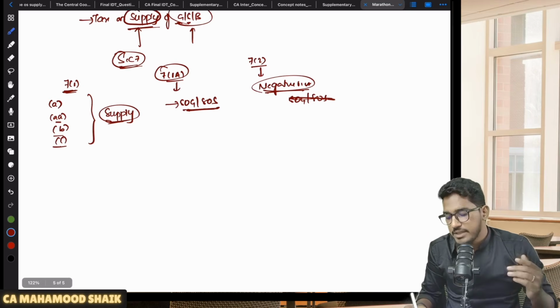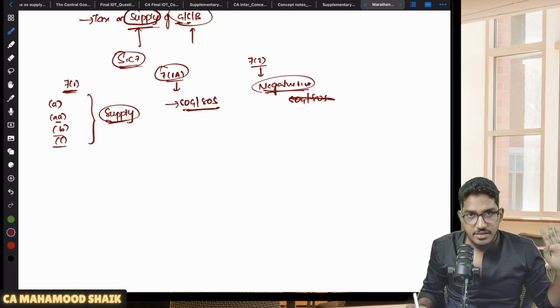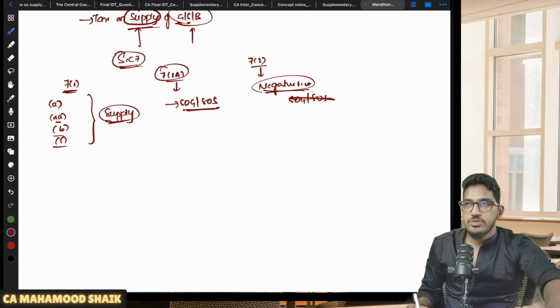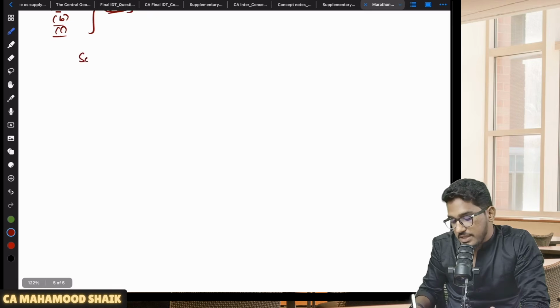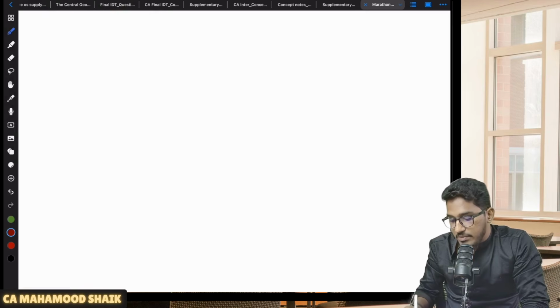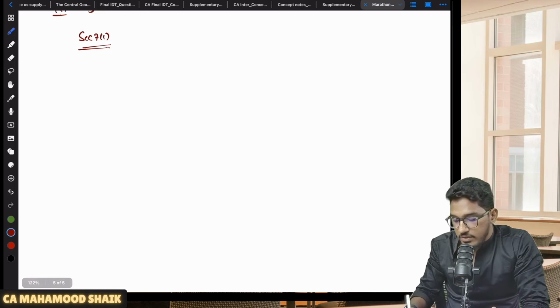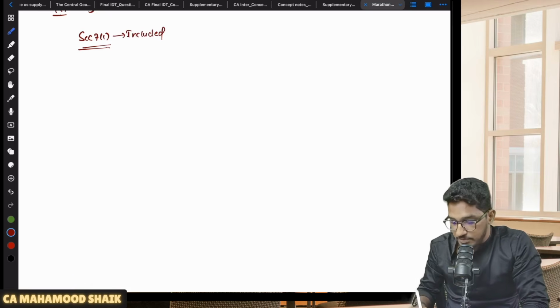So if we complete 7 subsection 1, 7 subsection 1A, and 7 subsection 2, we would have completed the supply activity. Let us try to understand one by one. First, I will start with section 7, subsection 1, which talks about when an activity will be considered as supply. What is included in the supply definition, we'll try to understand one by one.